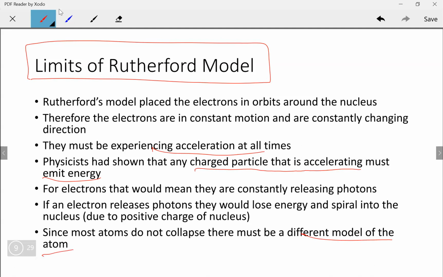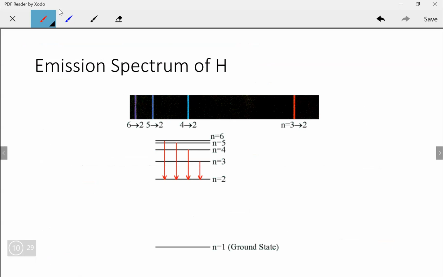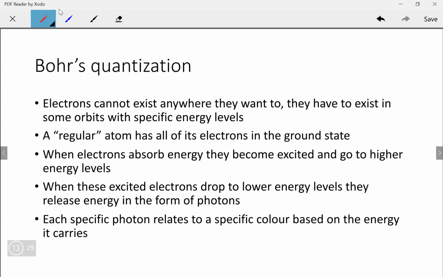So the limit of the Rutherford model is that he did not explain how charged particles could orbit the nucleus without losing energy. Then comes the emission spectrum of hydrogen, where hydrogen shows distinct lines in the spectrum. So this is a visible spectrum, and the lines basically show photons that are being released at a particular energy. So Bohr came up with this idea that electrons do not exist in any region of space. They have to exist in some orbits with specific energy levels, right?